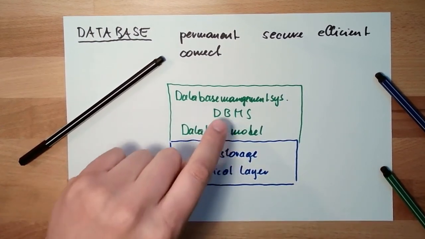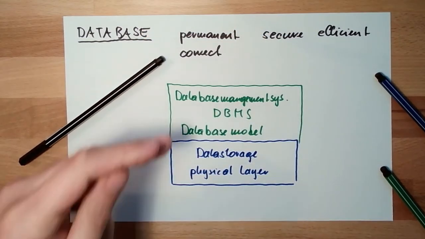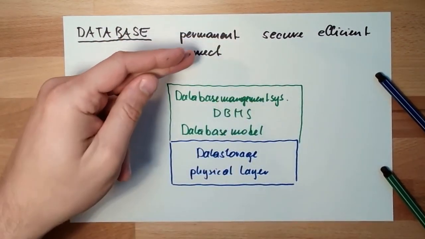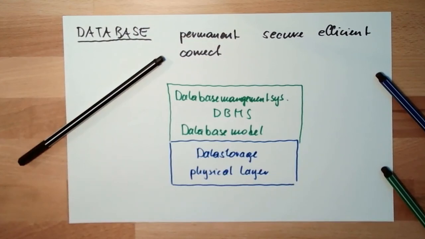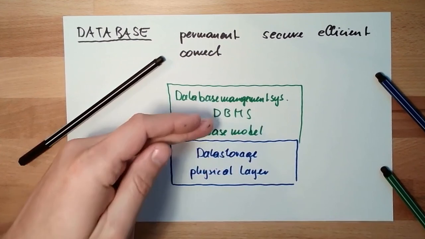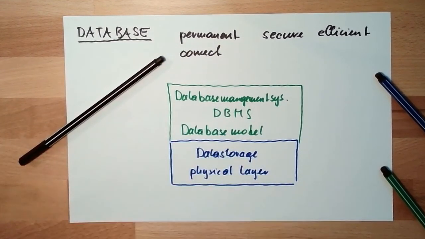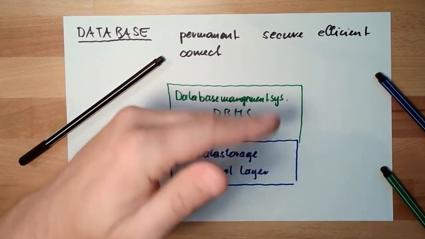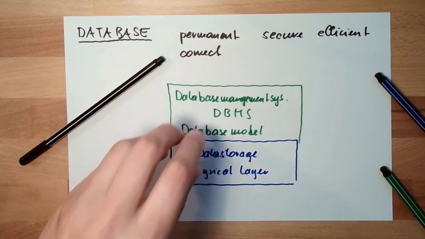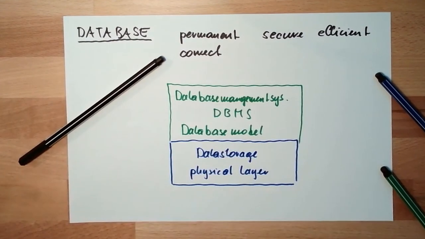So this DBMS has an interface to applications. It can get new data. It can get information. It can get the order, the command to retrieve data. It can get the command to write data, it can get the command to change data and so on. So this is an interface to the upper layer, to the application layer. And how this data is stored, this is the task of the DBMS.